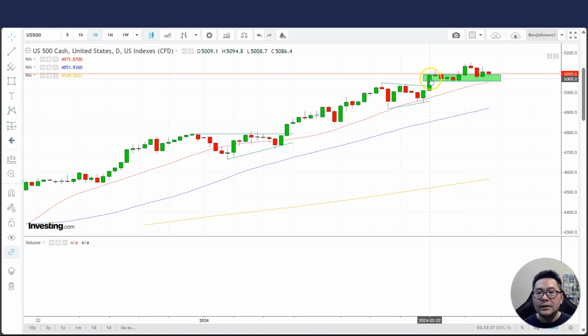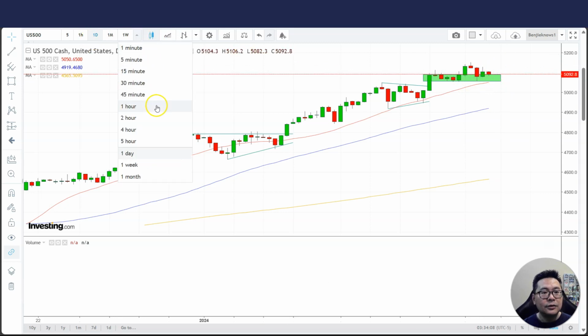Now this green area is a short-term support, which is why even though there's a correction here, the market still trades sideways without going down. And support is very important because this is where the US 500 futures will stop dropping and maybe go back up. So unless the S&P 500 drops below this support area, you want to be bullish.